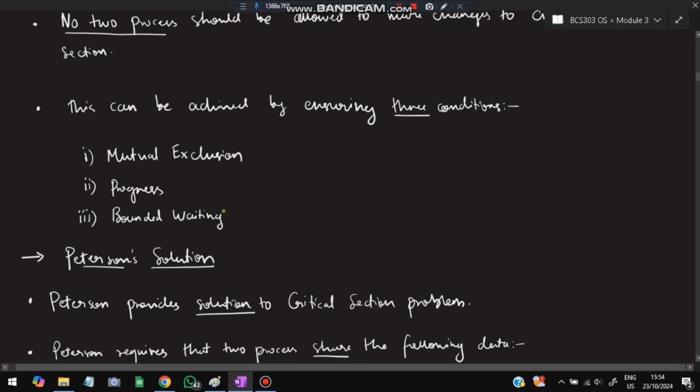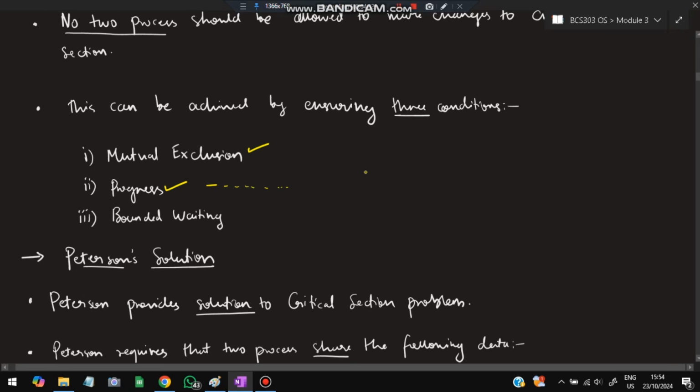And third is bounded waiting. Bounded waiting means a process can request n number of times only, not more than n number of times, and there is a minimum number of times the process must execute the resource. The limits are defined here, how many times the process can request the resource. And progress is the order in which the processes will be getting the resources.